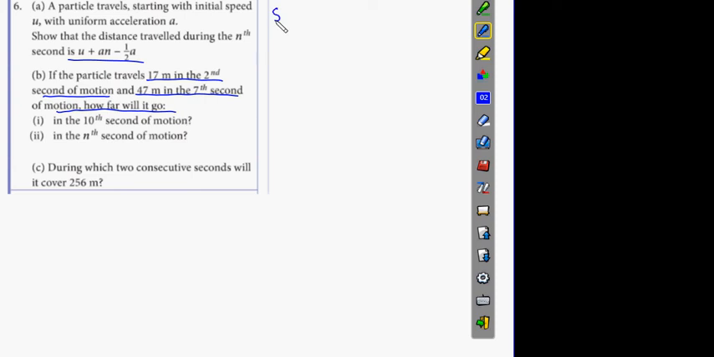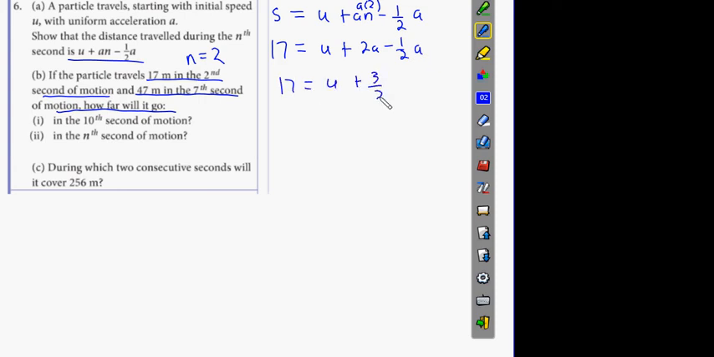The formula for the distance travelled in any second of motion is u plus an minus a half a. It travelled 17 metres when n equals 2. Remember, n is technically the time value. So 17 equals u plus a times 2, 2a minus a half a. Therefore, we get 17 equals u plus 3 over 2 a, multiplied by 2: 34 equals 2u plus 3a. We can see that we have half a simultaneous equation here.